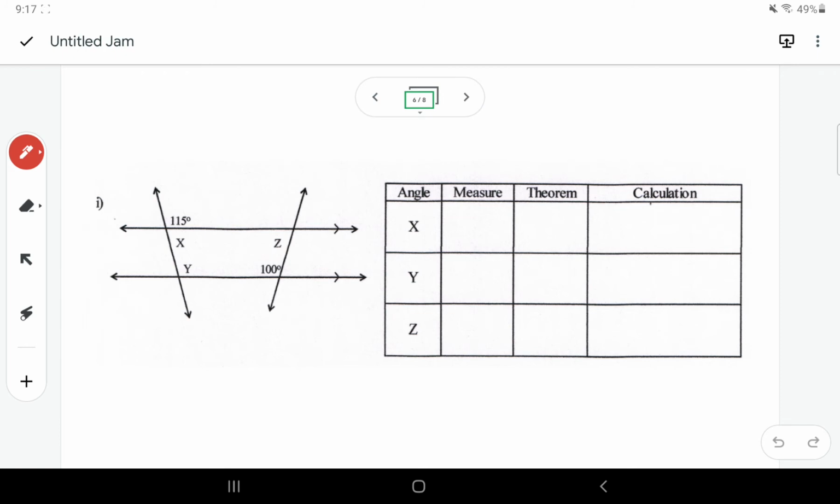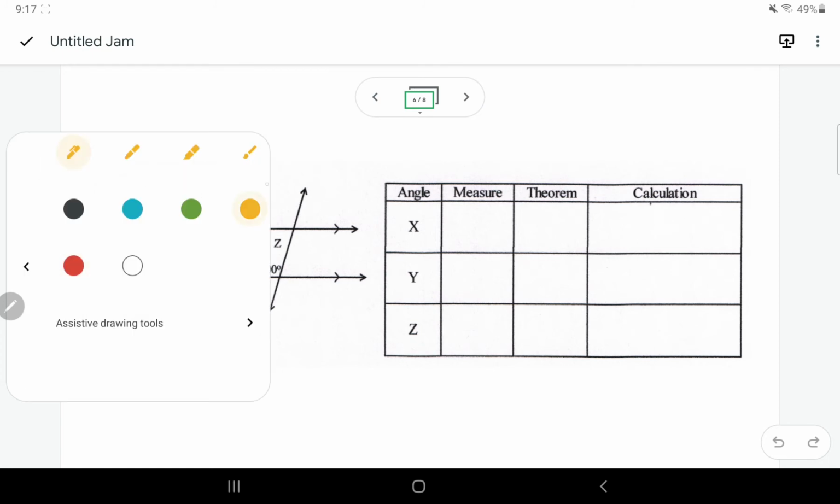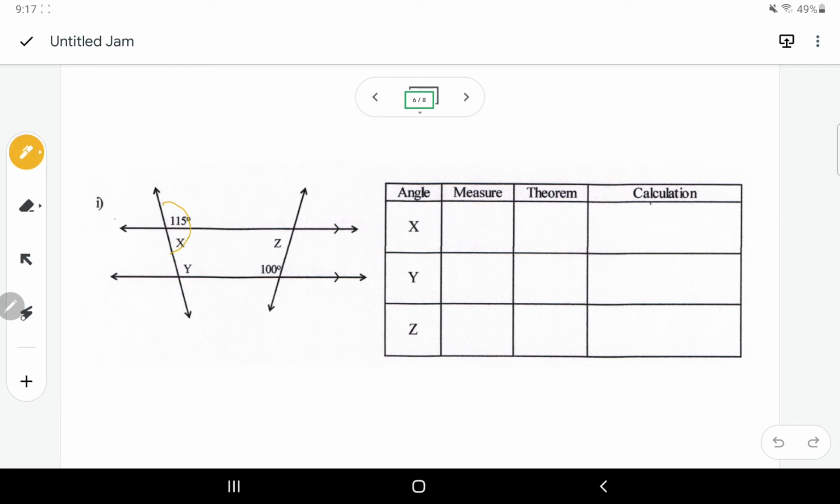So a number of different places you could start here. I may just go sort of alphabetical through here. I see the X and the 115 are going to be supplementary angles. So X would be 180 minus 115. So X would end up being 65 degrees.